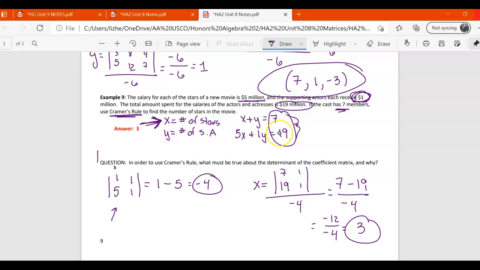Okay, finally, question. In order to use Cramer's rule, what must be true about the determinant of the coefficient matrix, and why? Well, it can't be 0. Why can't it be 0? Because if it's 0, then I'm dividing by 0. I can't divide by 0, right? So we cannot have our coefficient matrix determinant be 0.